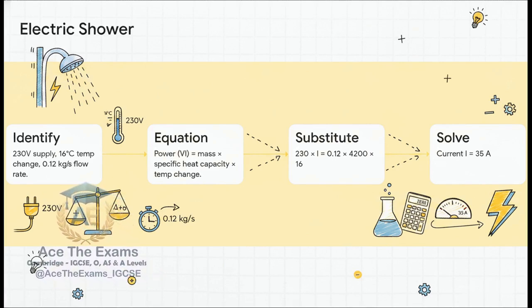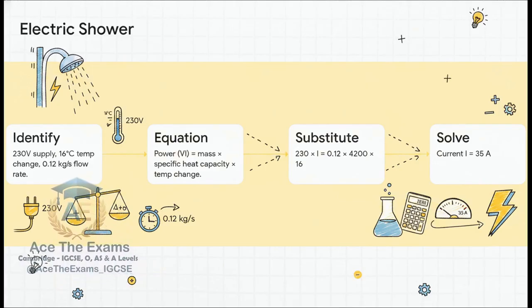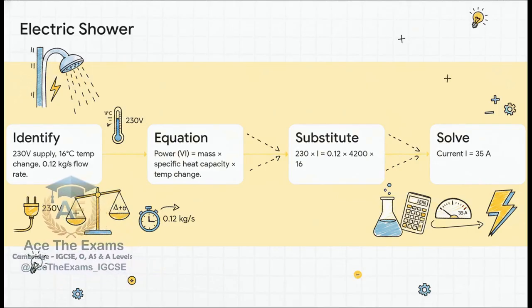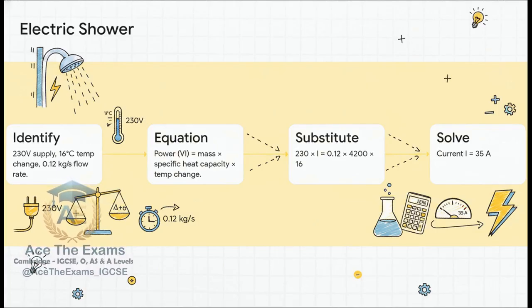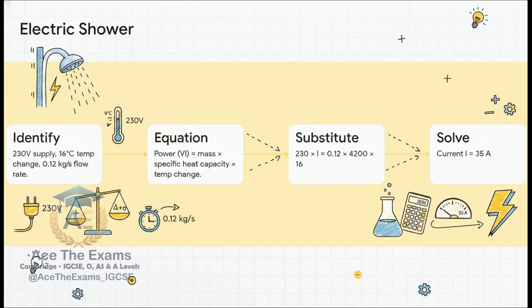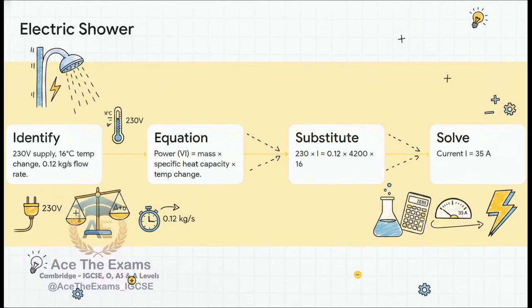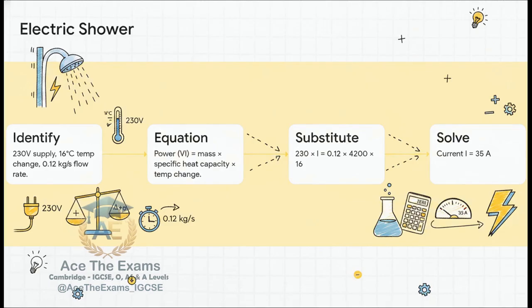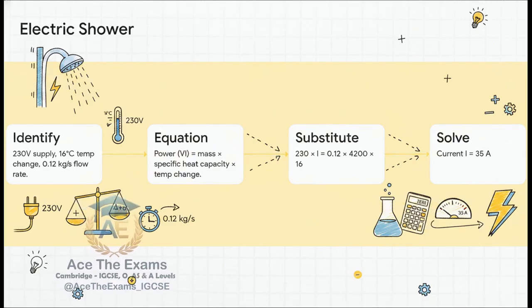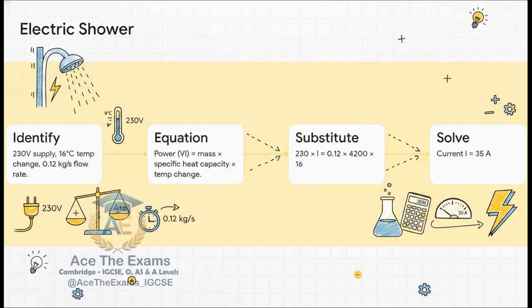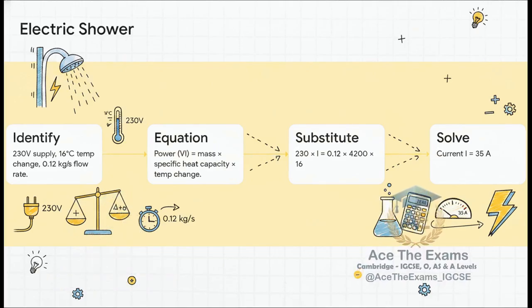We have an electric shower working from a 230-volt main supply. Water enters the heater at 12 degrees Celsius and leaves at 28 degrees Celsius, giving us a temperature change of 16 degrees. The mass flow rate is 0.12 kilograms per second. We need to calculate the electrical current drawn by the heater. Alex sees this and panics because there is no total time given. Alex tries to invent a time variable, messes up the algebra, and loses all the marks.